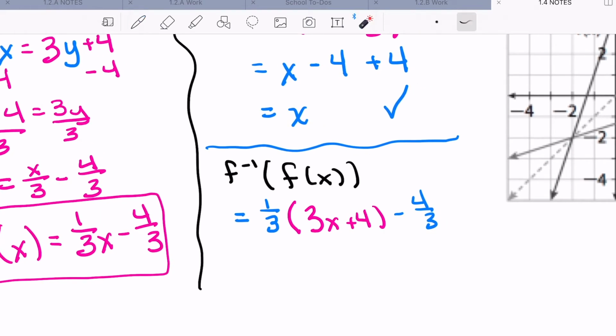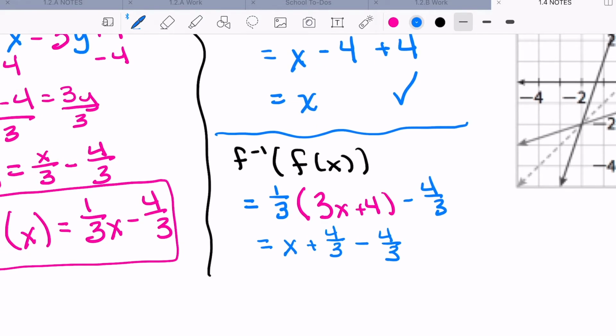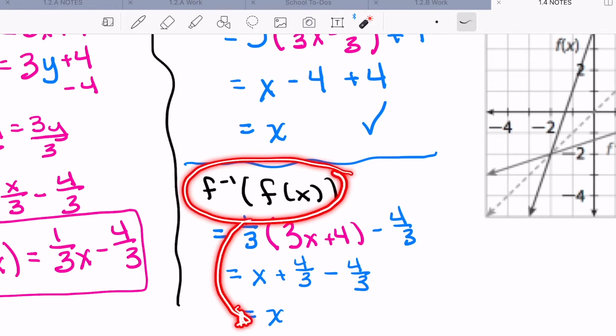Simplify. Start by distributing the outside value into the parentheses. And we know that 1/3 times 3 is 1x. 1/3 times 4 is positive 4/3. And then we bring down that negative 4/3 at the end. Simplify. 4/3 minus 4/3 is 0, so we are left with x. So this time we are showing that the inverse function of f of x is equal to x.